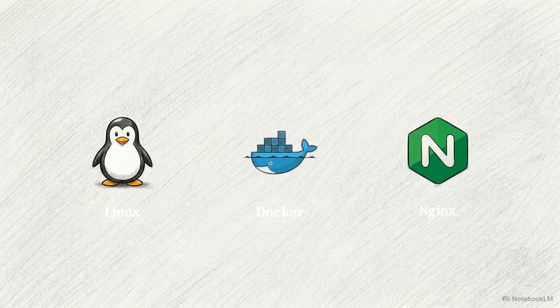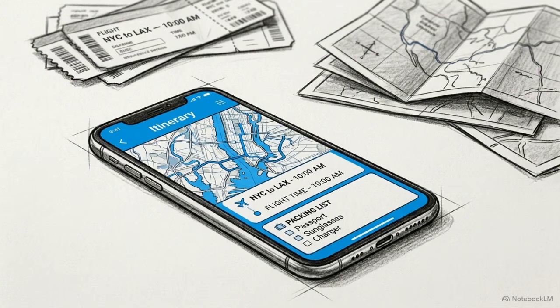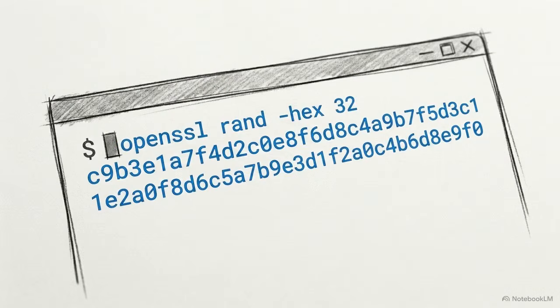To begin, you will need a Linux host with Docker and NGINX installed, along with basic terminal proficiency. Executing this sequence transforms your hardware into a collaborative center that replaces the need for multiple third-party travel subscriptions. We start in the terminal.